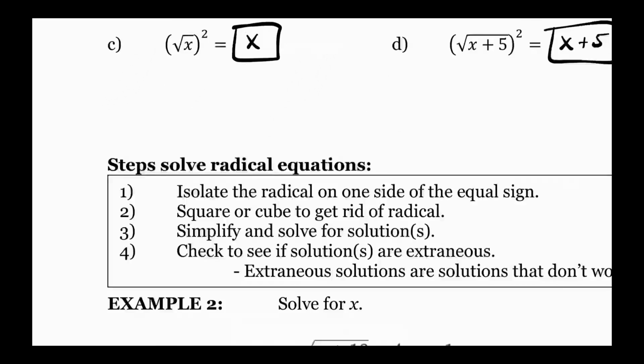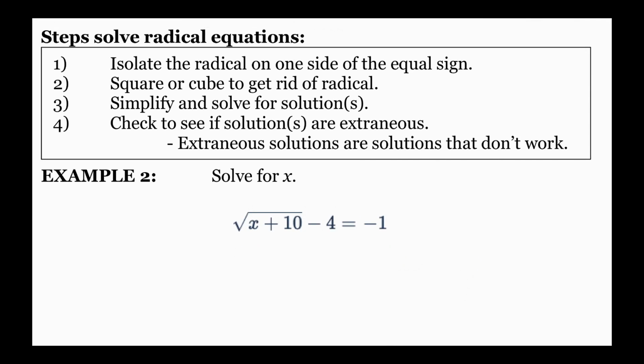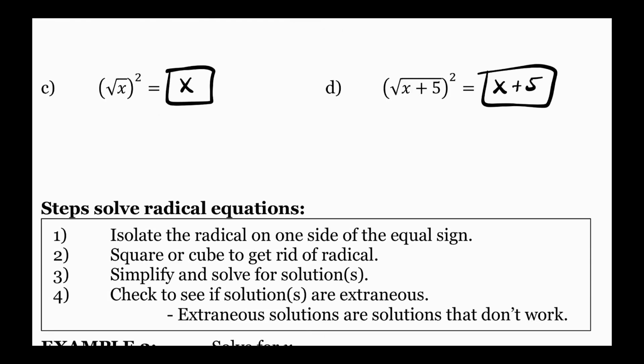Okay, so these are the steps. They're written on the board too. First thing we got to do, anytime we solve, we want to isolate. Okay, so in this case, we're going to isolate the radical on one side of the equal sign. When we do that, we're going to do what we just did. We're going to square or cube to get rid of a radical. Because doesn't that get rid of the radical? I don't have a radical anymore.